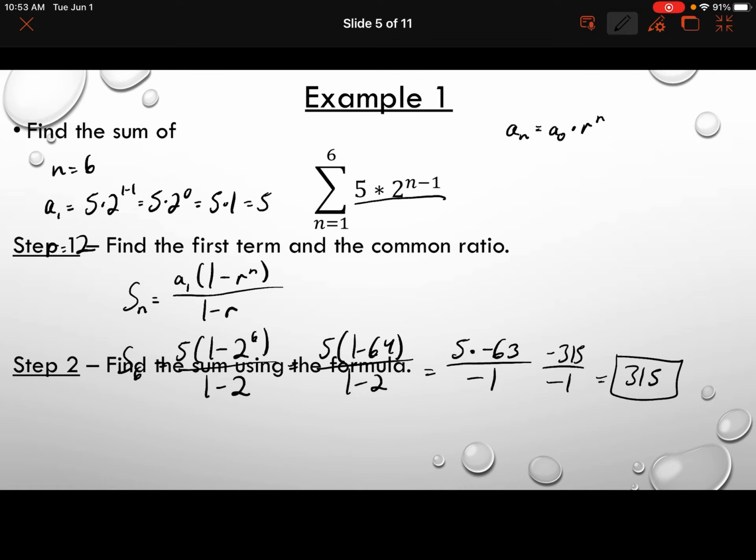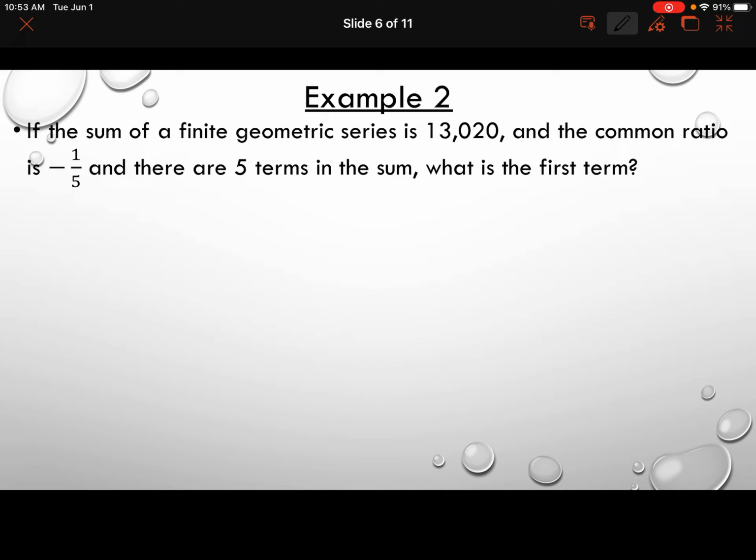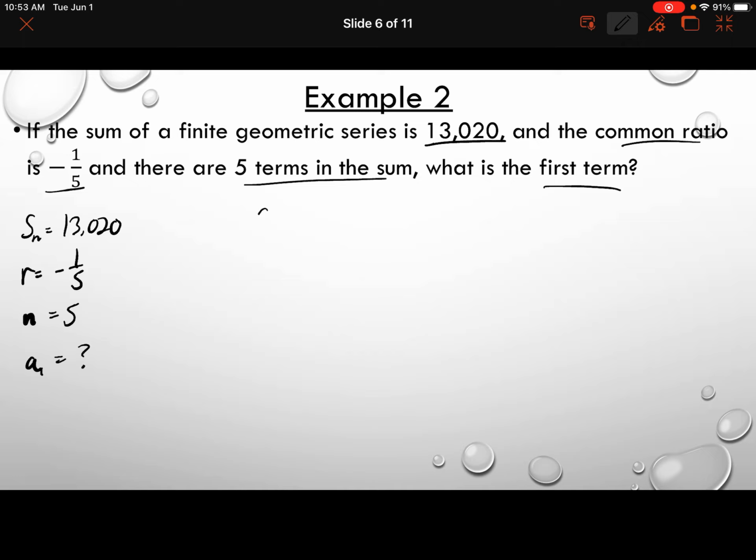Oh, whoops, I forgot that I broke this down. 315. Example 2. Now let's do what we did literally in the bell ringer. If the sum is equal to 13,020 and the common ratio is negative 1 over 5 and there are 5 terms in the sum, what is the first term? Okay, so this time we're working backwards. We're given the sum and we're given a common ratio, negative 1/5. So r is equal to negative 1/5. And then we're told that we're doing 5 terms, so n is equal to 5. What is the first term?